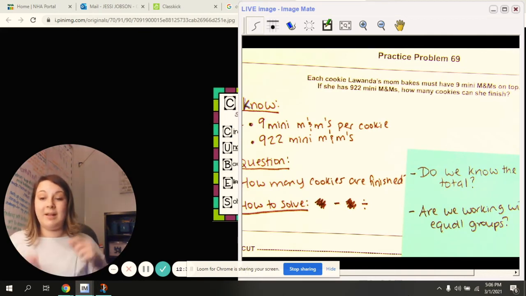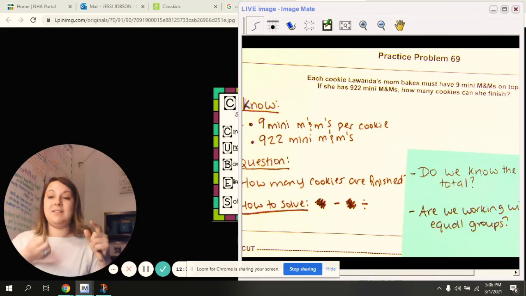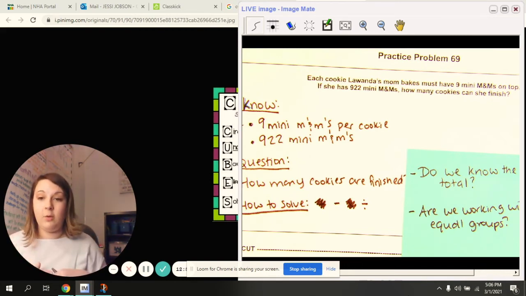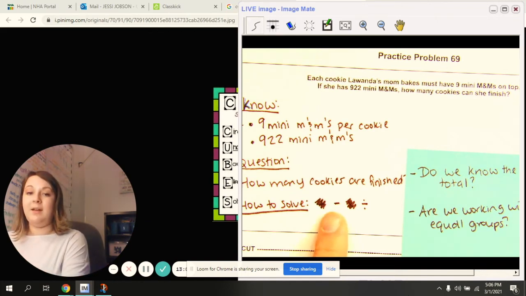So I could subtract. I could take 922 minus 9, minus 9, minus 9. I don't want to subtract 922 who knows how many times though. I could. Mathematically, it would be correct. But we know that the more times we have to do an operation, the more likely we are to make a mistake. So it could be repeated subtraction.